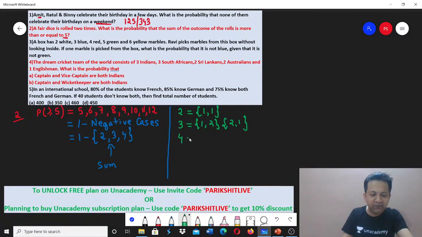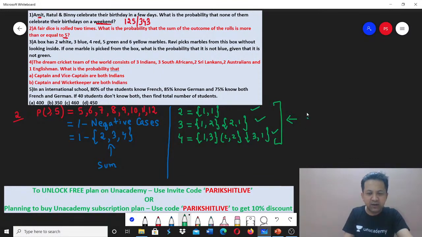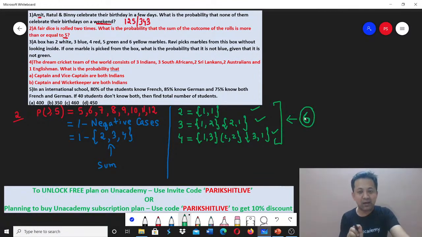Similarly, how can the sum be 4? The sum can be 4 as 1 and 3, or it can be 2 comma 2, or it can be 3 comma 1. So in total, how many instances are there where the sum can be 2, 3 or 4? 1 plus 2 plus 3. There are a total of 6 cases where the sum can be less than 5.